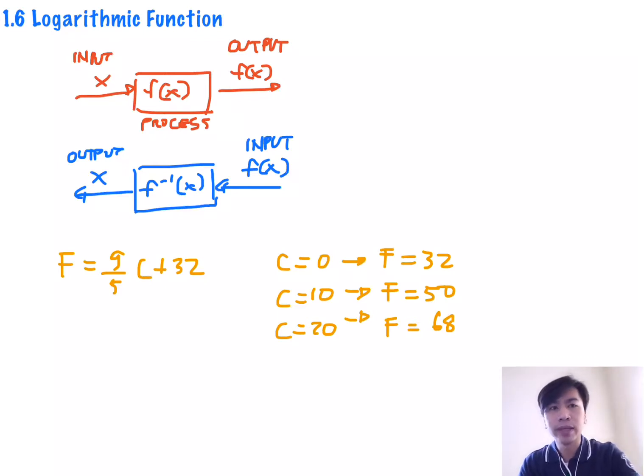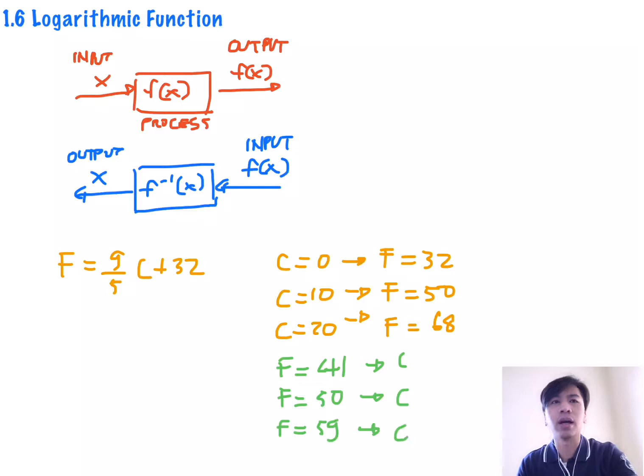Okay, now what if I have another problem? I'll put it this way. If I have F equal with 41, or if I have F equal with 50, or F equal with 59, what is C? Some of you will say, mister, it's quite easy. We'll just put the 41 value into here, and then we'll subtract 32, and then divide by 9/5.